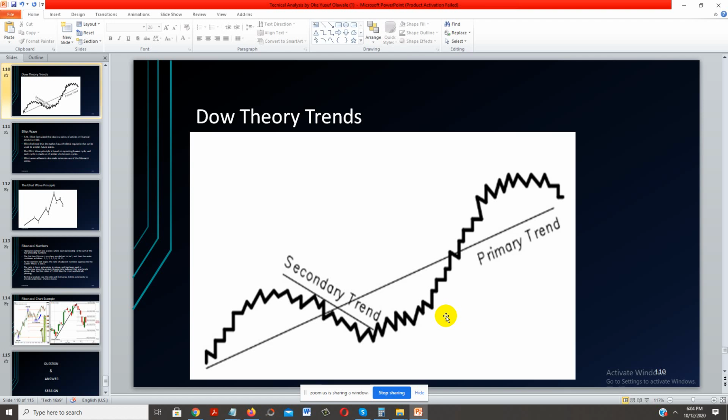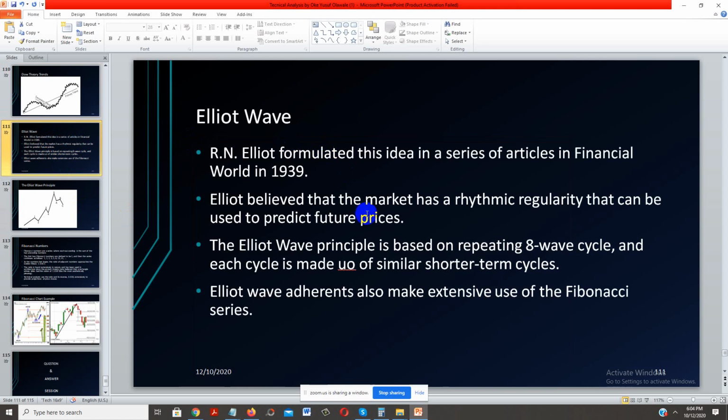You get it now? But some people, like what Bitcoin is doing now, it's possible that the primary trend is not yet done, but it needs to do a little secondary trend, which might be a downtrend, before another leg up. You get it now? Okay. So this whole thing, you will need to look at it based on the time frame. Now we have Elliott wave.